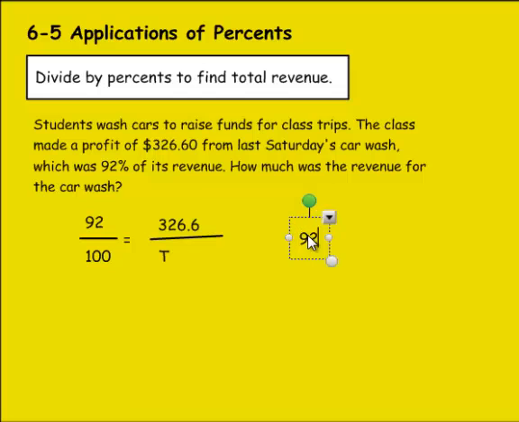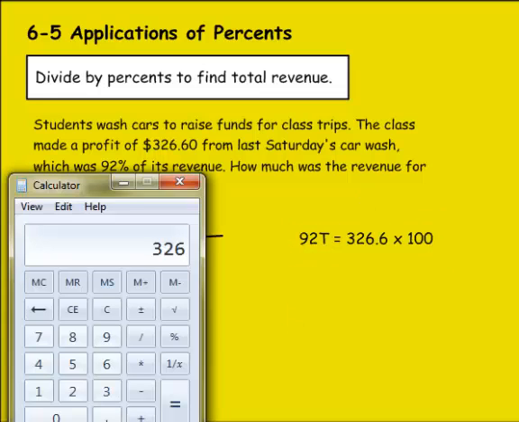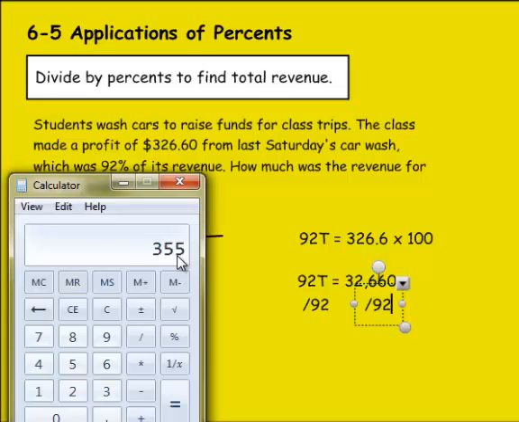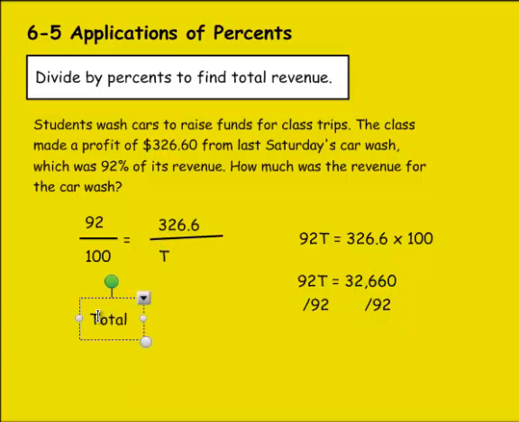So we do 92T equals 326.6 times 100. 326.6 times 100 would be 32,660. So 92T equals 32,660. Divide both sides by 92. And we get our answer. It would be $355. So the total revenue equals $355. And if we plug that in here, that's where this would go. And that would make sense. 92 over 100 is equal to 326.6 over $355. They made this much at the car wash, but only this is the amount of profit that they had.